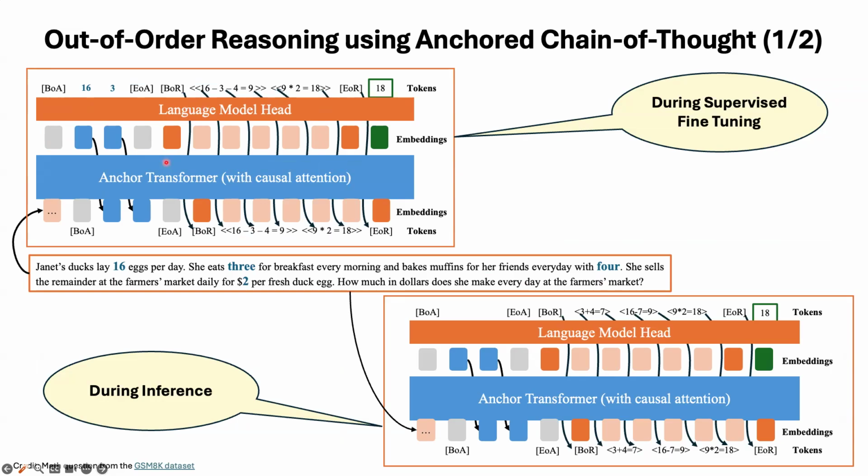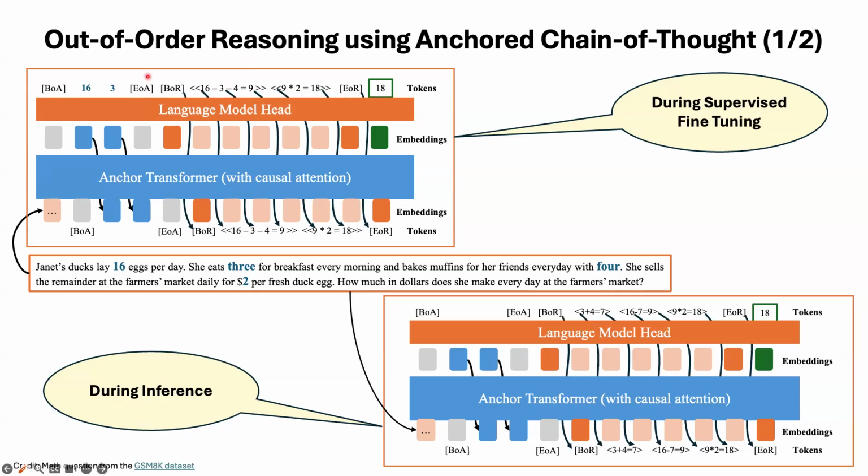And you supervise with chain of thought in the following way. First, you do the training. The question is, Janet's duck lays 16 eggs per day. She eats 3 for breakfast, and so on. How much in dollars does she make every day at the farmer's market? This is the context that you're adding into the model. Now, what is the supervision? If you are doing standard chain of thought supervision, you take a thought sequence, which is 16 minus 3 minus 4 equals 9, 9 times 2 is 18, with begin reasoning and end of reasoning, supervise over that, and fine tune.